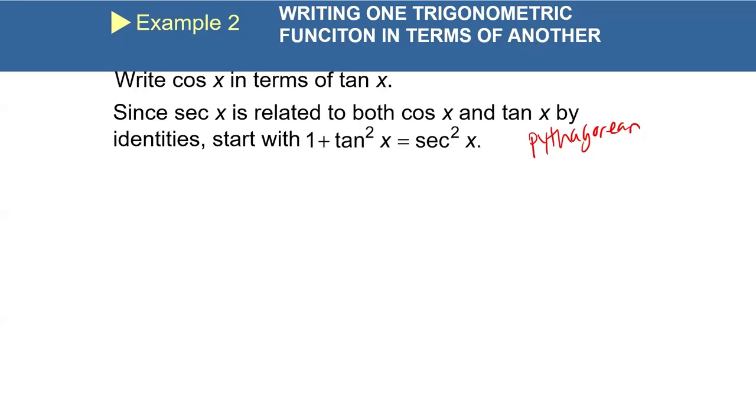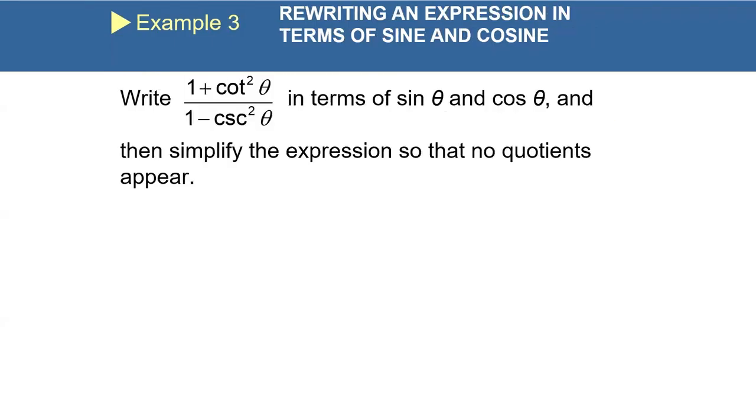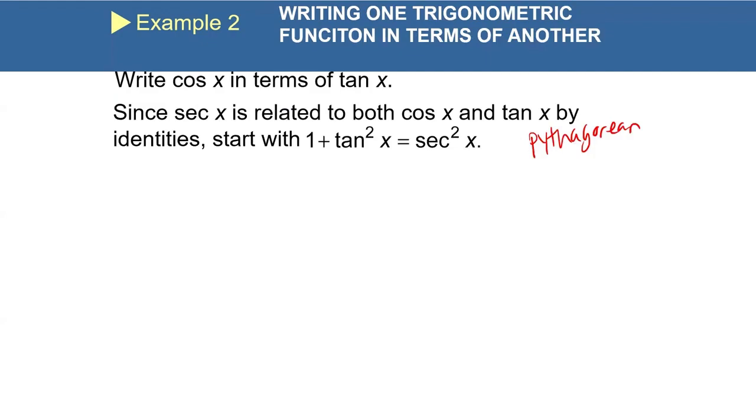Okay, so it wants it in terms of cosine. That means it wants me to get tangent by itself and get rid of secant. Well, how can I change secant into cosine? Say it: 1 over cosine squared. Good job. So we get 1 plus tan squared X equals 1 over cosine squared X. And now it wants us to get tan by itself. What are the steps to get tangent by itself?